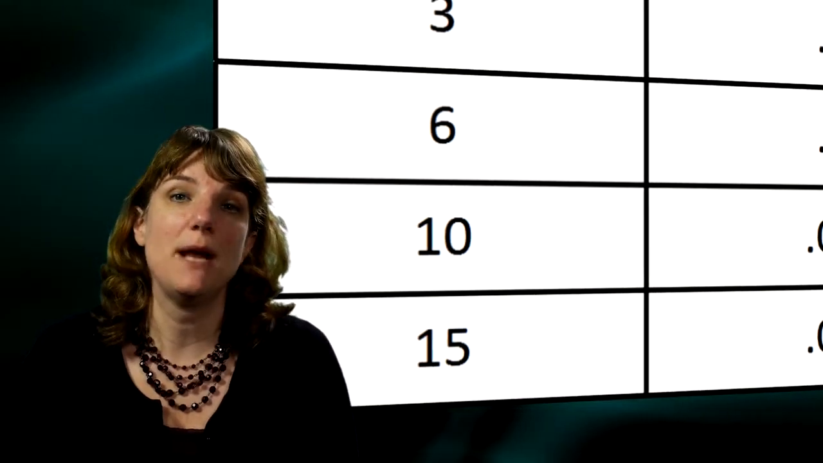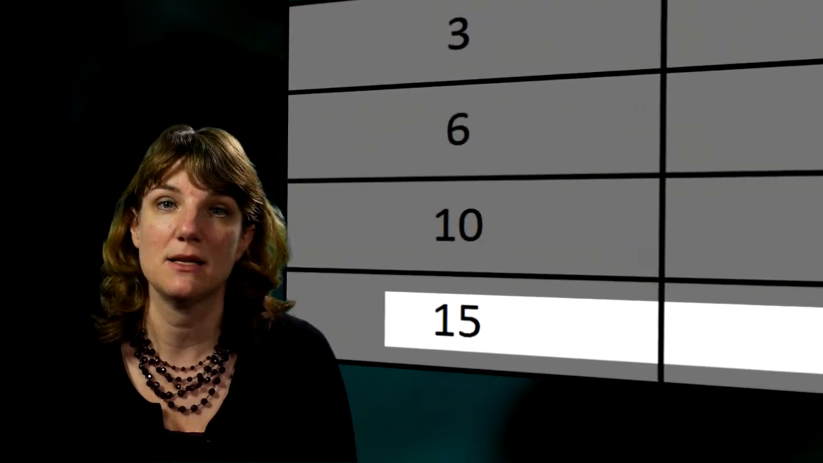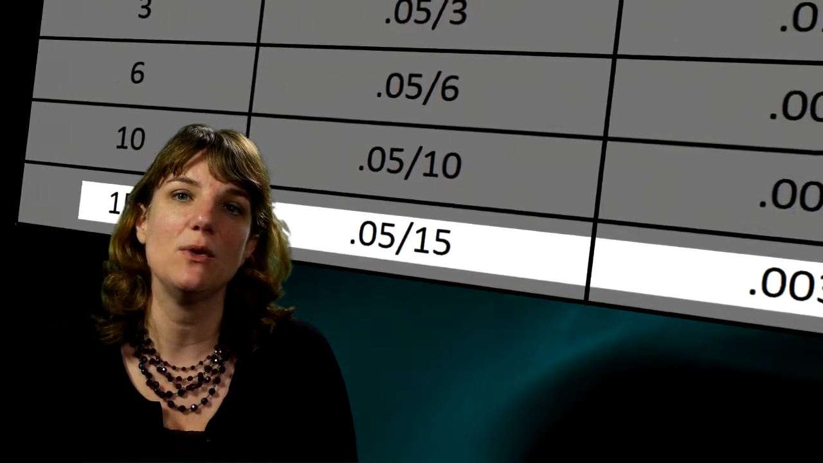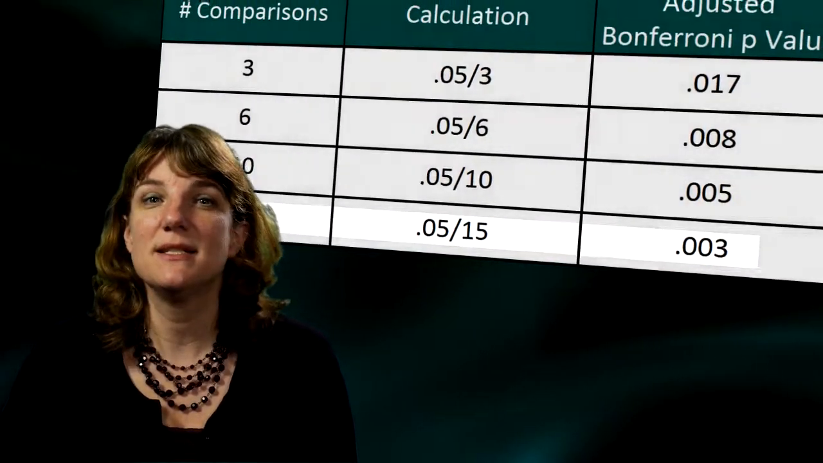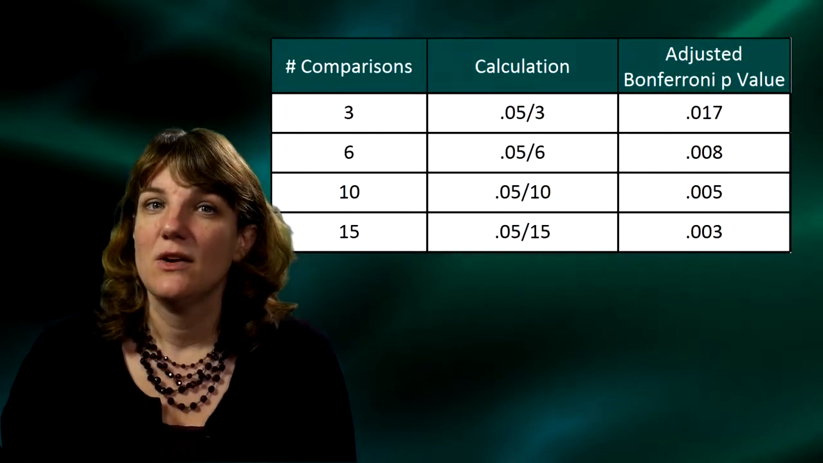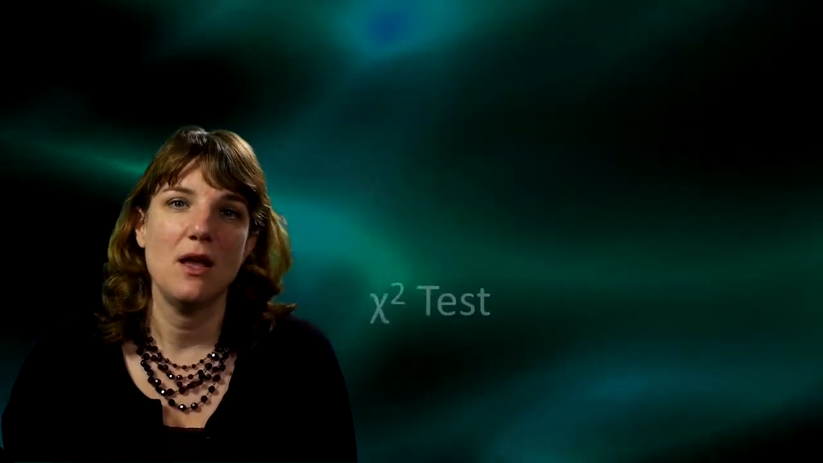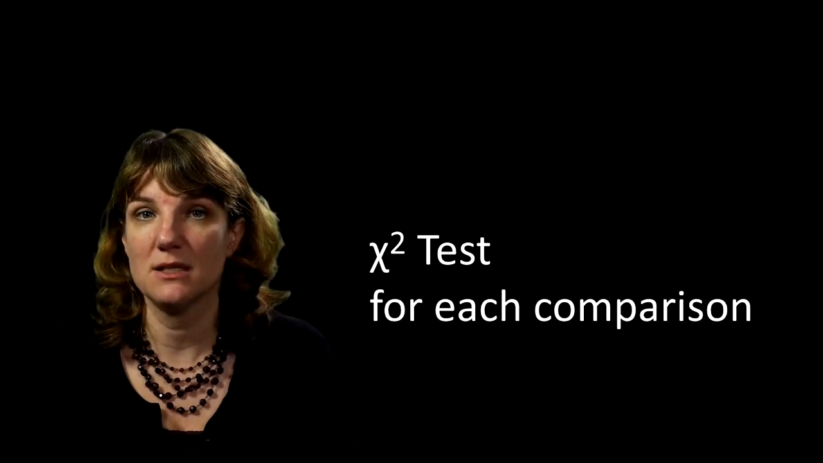For the 15 paired comparisons that we plan to make to better understand the association between smoking frequency and nicotine dependence, our adjusted p-value is 0.003. Adjusting the p-value is definitely the easy part of the process. Now for the more challenging piece. For the actual post hoc testing, we need to run a chi-square test for each of the 15 paired comparisons.